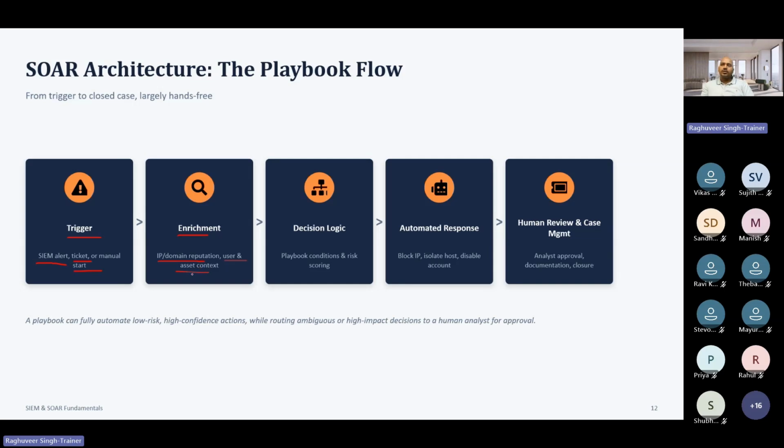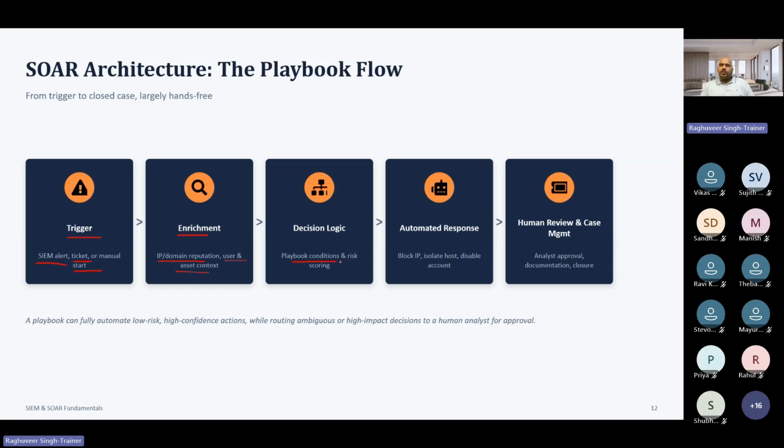It will also collect additional data about that asset against which the incident is generated: whether that asset is a high priority asset, whether it's a VIP asset, whether it's a non-production system. So it will collect additional data, which is enrichment. After enrichment, it will execute a decision logic.